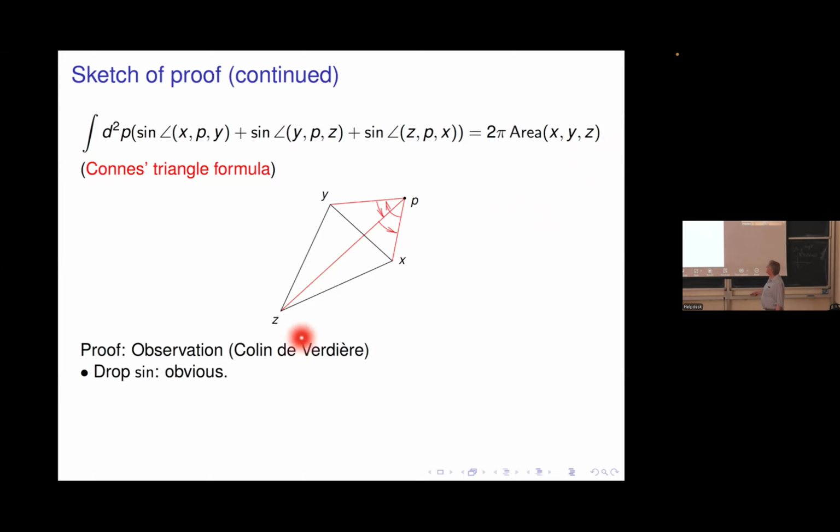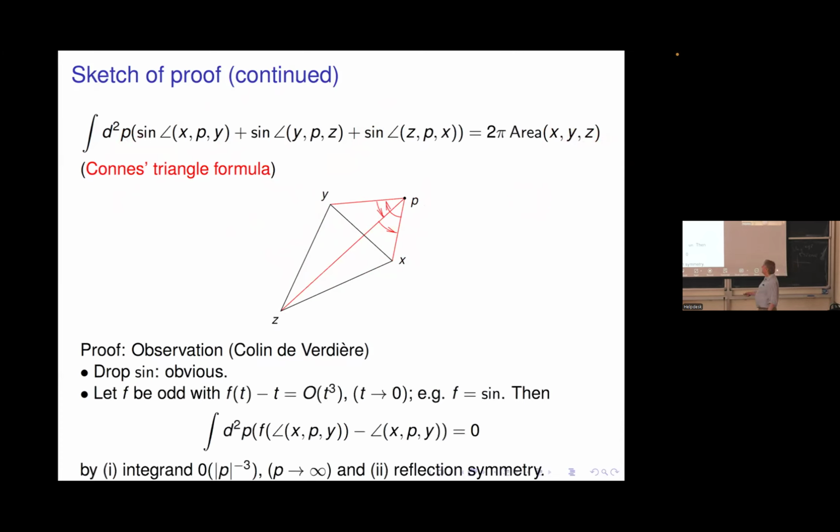So let's drop the sine. Then for this point P outside the triangle, you see that the contribution is 0. But if the point P had been inside, then, as we know, the sum of the angles is 2 pi. So the whole round bracket is 2 pi if P is inside and 0 outside. So you're just integrating the characteristic function of the triangle times 2 pi.